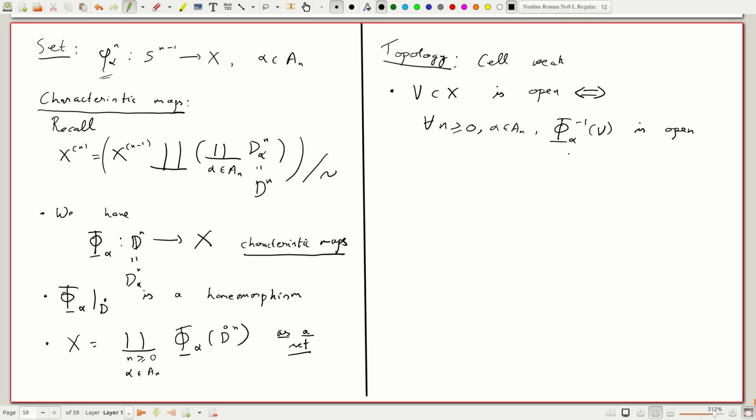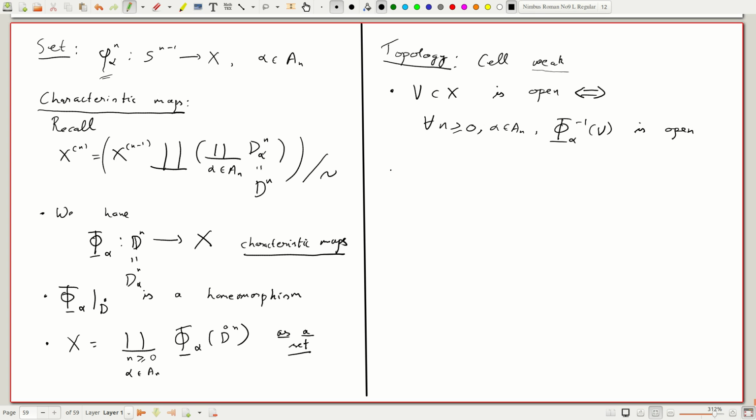If V is open, this being open is saying just that the phi alphas are continuous, which they are under the attaching map. But the topology of the space obtained by attaching also has the weak topology, in the sense that it's also true that a set is open if and only if phi alpha inverse of V is open. So if the inverse image under each phi alpha is open, it follows that V is open.